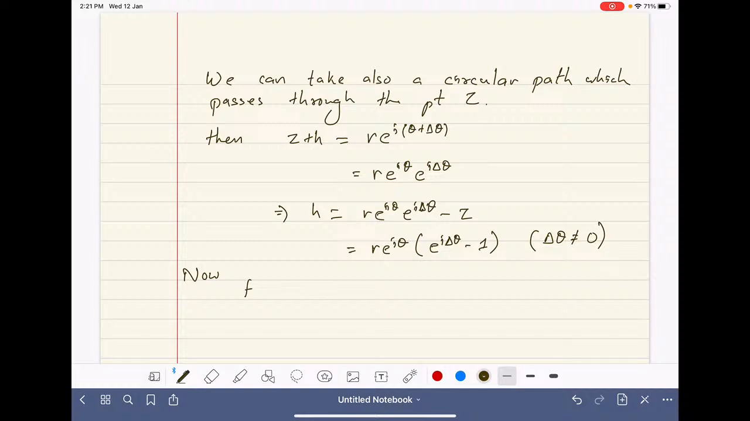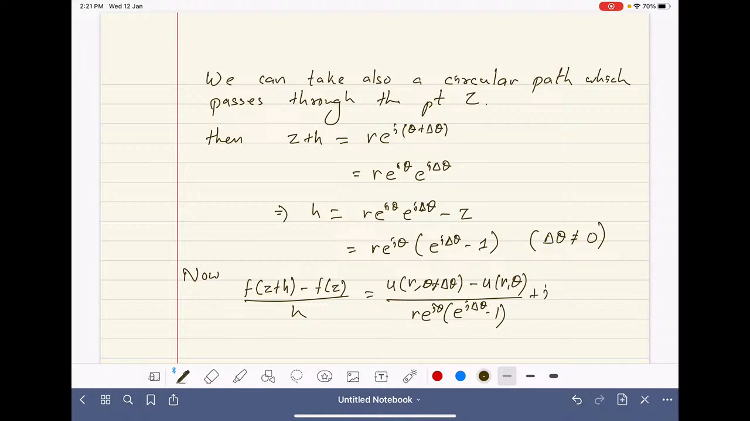Now the quotient f of z plus h minus f of z whole by h becomes u of r comma theta plus del theta minus u of r theta, whole by r e power i theta times e power i del theta minus 1, plus i times v of r comma theta plus del theta minus v of r comma theta, whole by r e power i theta times e power i del theta minus 1.